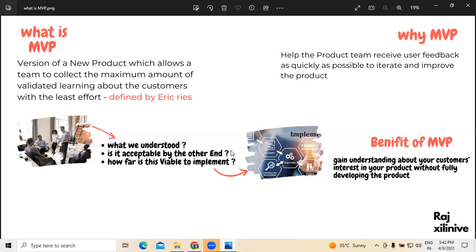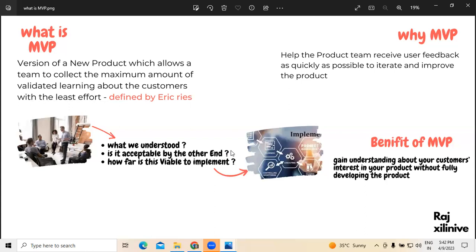Point number 1. Followed by what we understood, is it acceptable by the other end or not, right? Whatever we have understood so far, is it acceptable by the people on the other side or not, is what we have to decide. At the same time, viability of understanding, right? How far is it viable for us to implement? Do we have the possibility to develop it? Because we need to consider the technical complexity in this.